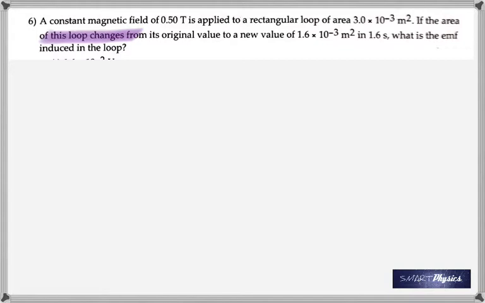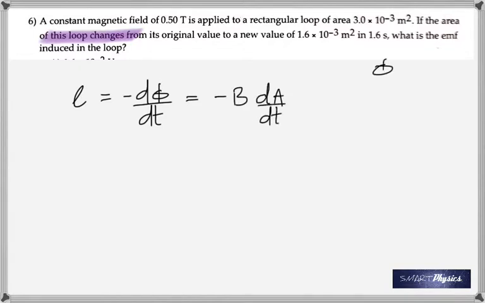Okay. Once again, you apply Faraday's law. E is minus d phi by dt. And remember that phi is equal to B dot A. But in this case, B is constant. So you're going to get B dA by dt.